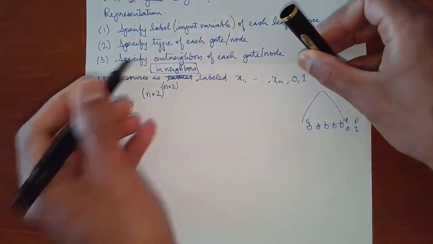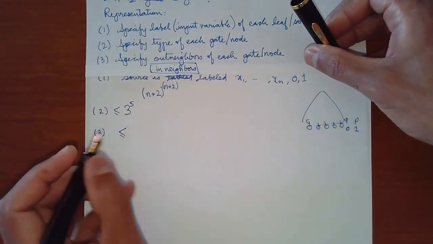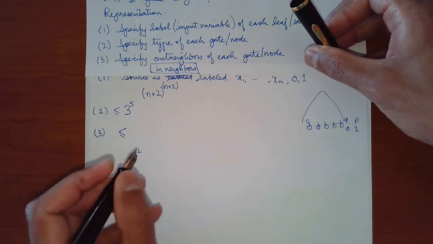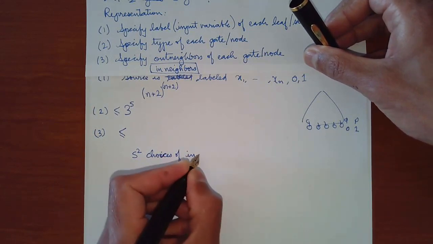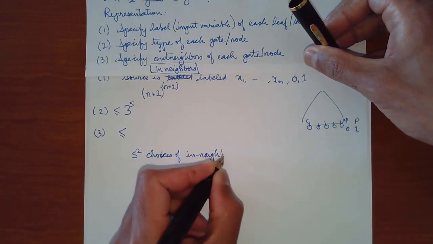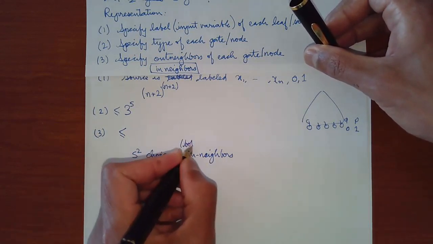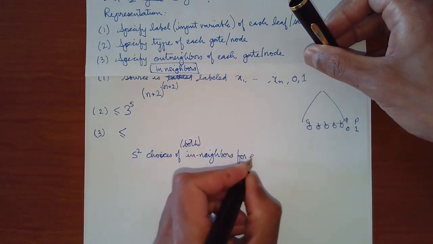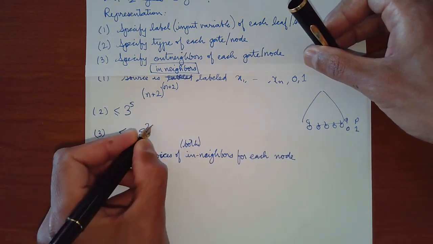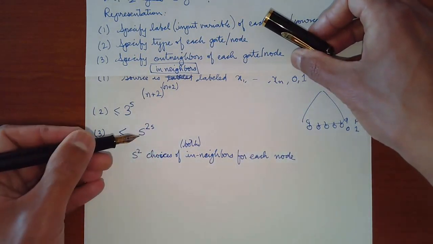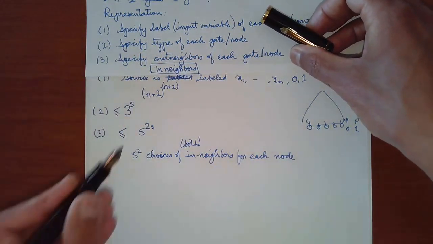So again, I'm just giving upper bounds here. The number of choices is at most s squared choices of pairs of in neighbors, right? Of both in neighbors, for each node. And so the total is s to the power 2s. And the fact that you get s to the power 2s is actually going to give you that log n. It's going to give you that n factor that's there.